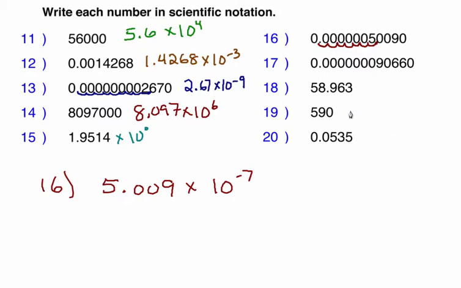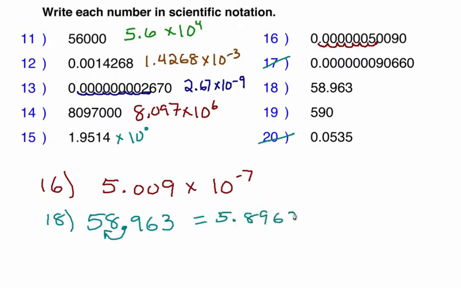The last thing I'm going to do is questions 18 and 19, so I'm going to skip 17, we'll do 18 and 19, then I'm also not going to do 20. So 18 says 58.963. Actually, to do this, all we have to do is move the decimal place 1 space to the left. So we're going to get 5.8963 times 10 to the, well, we moved it 1 space, and to get back to 58, we need to multiply by 10, so that's really 10 to the first.